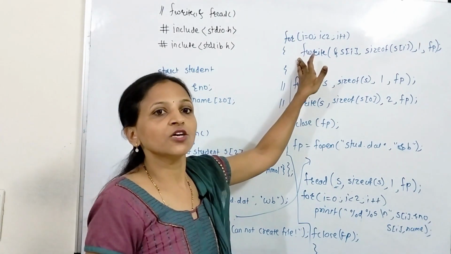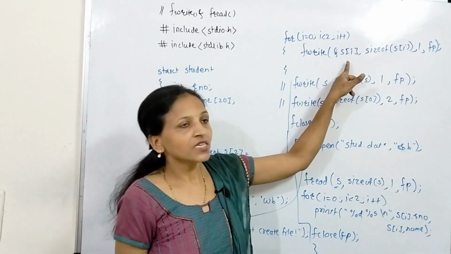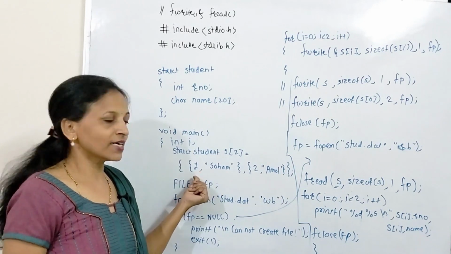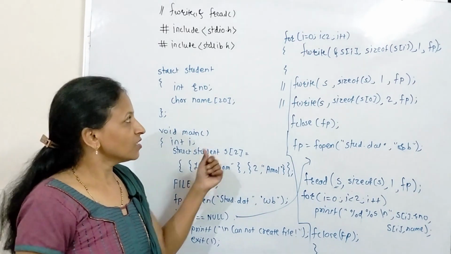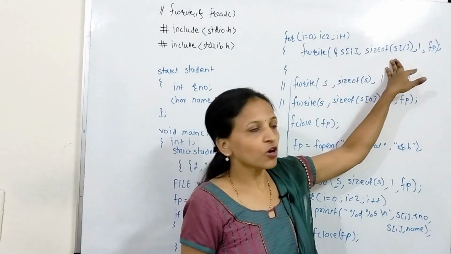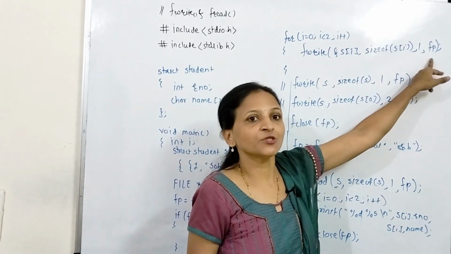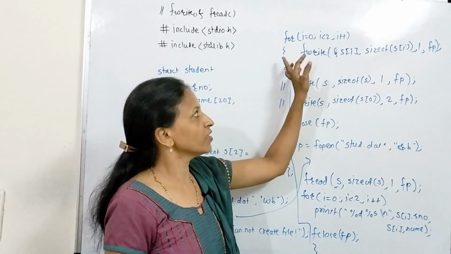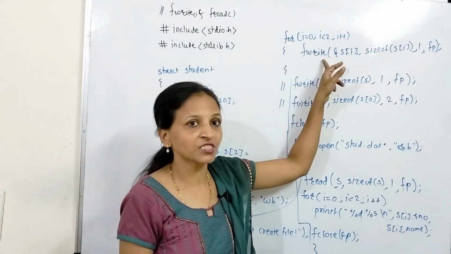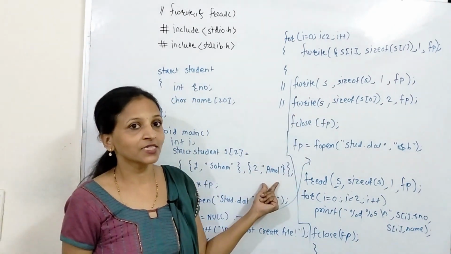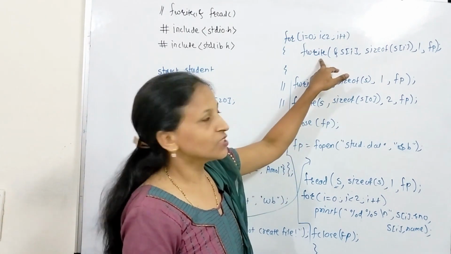For that I have placed a loop, and here fwrite address of s of i, means this record's address we have to pass here as the first argument, the location. Second, the size of that record. How many records? One record. In which file? fp, where fp is pointing. In that file I am writing, and this statement will work two times, first for s of 0 and then s of 1. These two records will get written to the file using this one.